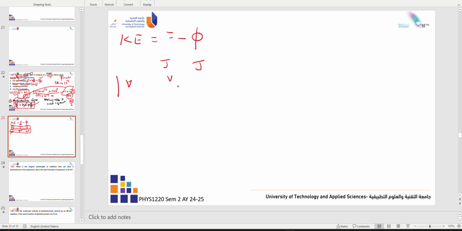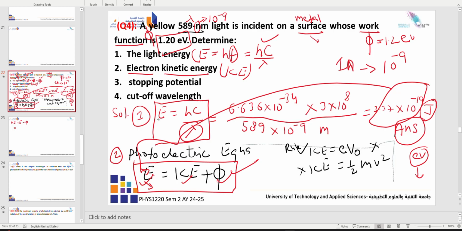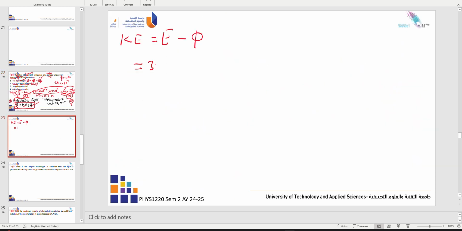But here my planning is to use the joule. So the value of this E, I will take from here. This number is 3.37, multiplied by 10 to the power minus 19.